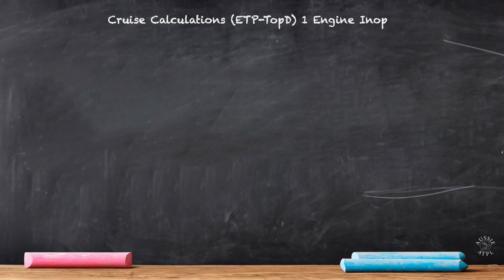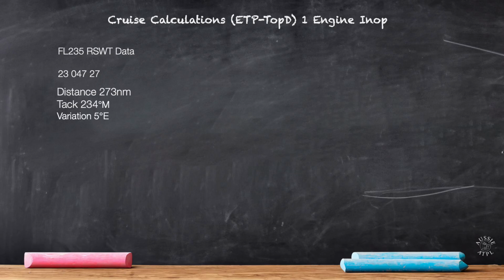So our final cruise segment from our equal time point to our top of descent with one engine inoperative, we'll start obviously with our wind and ISA deviation. We're going to be taking the route sector wind temperature data from flight level 235, which we have here. Obviously the distance and our track and variation that we found earlier. And that'll give you ISA plus 6 with a headwind of 47 knots.